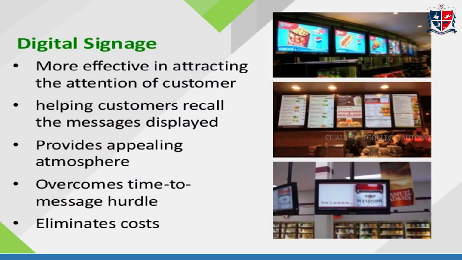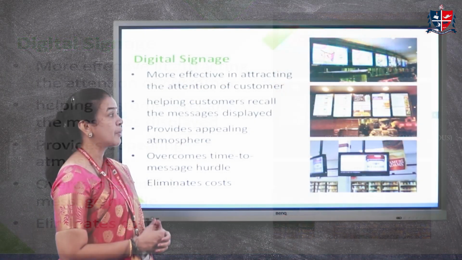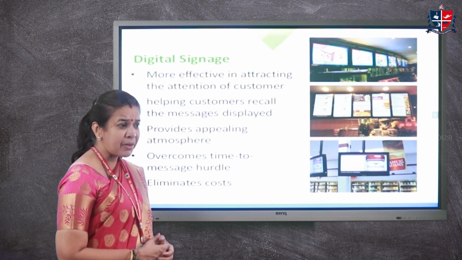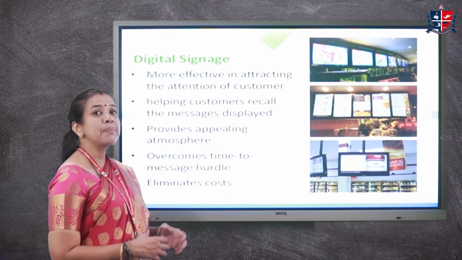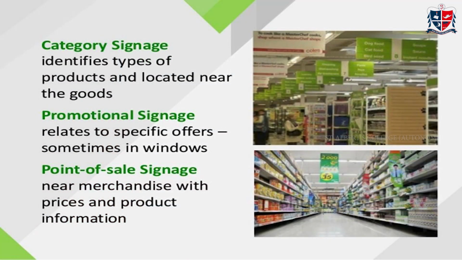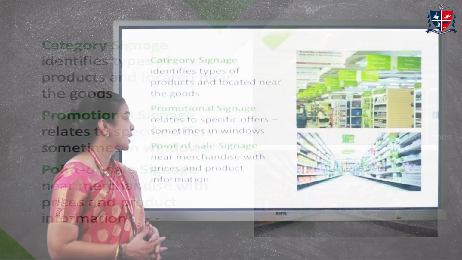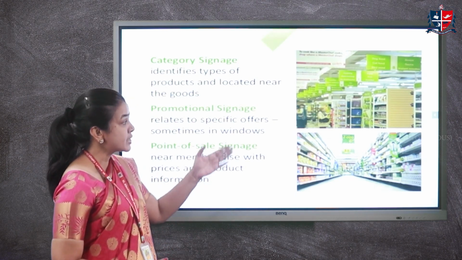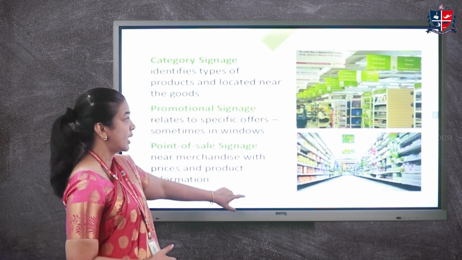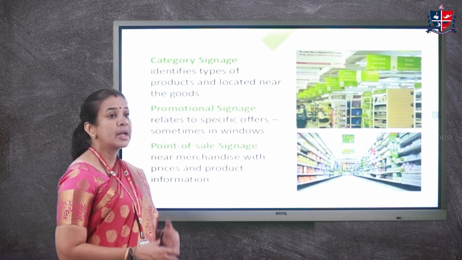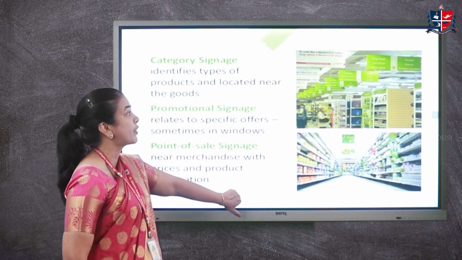Digital signages are used nowadays. You can see some of the food retail outlets. They are very appealing and very less costly. You can make amazing things out of your environment by using digital signage. There are category signage, promotional signage, and point of sale signage within the digital signage, as you can see in big retail outlets. They are beautiful. They enhance the ambience as well as tell the customer how to move about to find the stuff that they want.